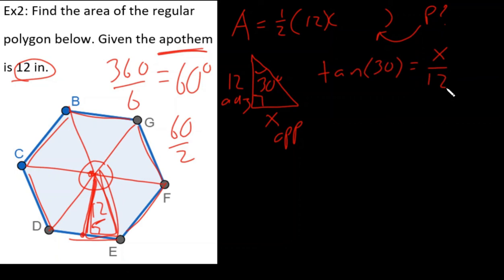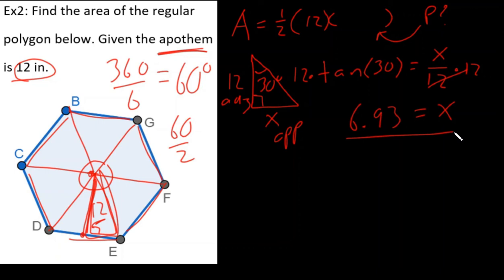Now how do we start these trigonometric functions off? Well, we always start by multiplying what's in the denominator. So we'll multiply both sides by 12, which is such a simple case because on this right side we now have the x by itself. So what is 12 times the tangent of 30? And it actually turns out to be 6.93. And that's our x value.